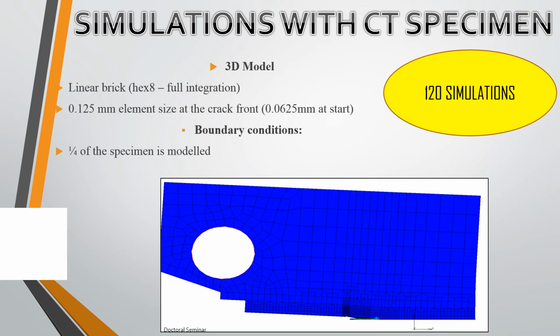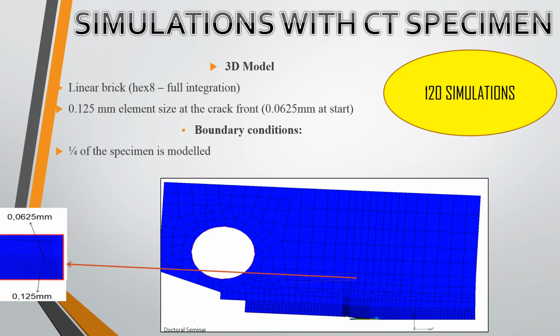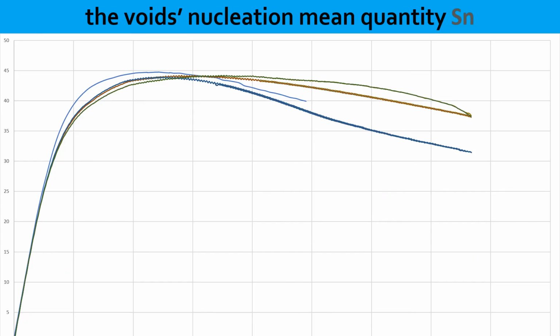Then I changed the geometry. I took the CT specimen and did the same thing: 120 simulations, 20 simulations for each of the 6 parameters that I told you about. Then let's see, when we change the geometry, whether we find the same parameters or not. And this is what we found.